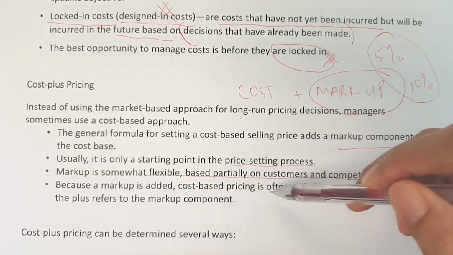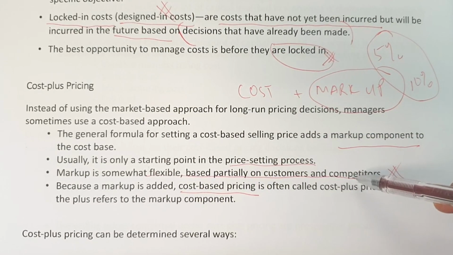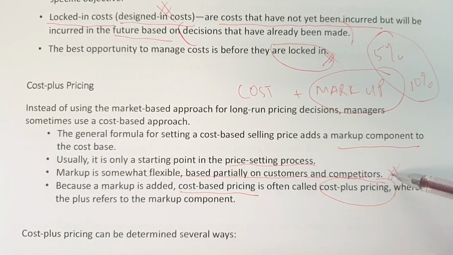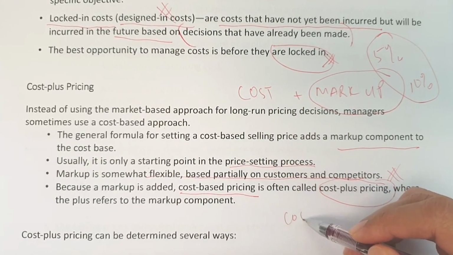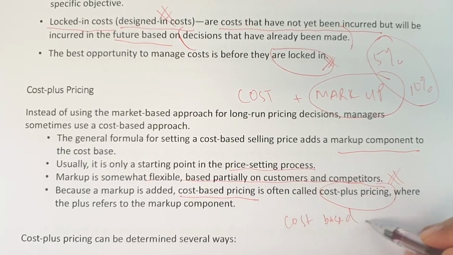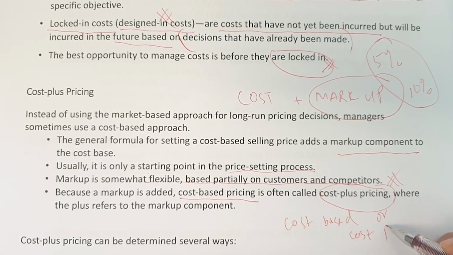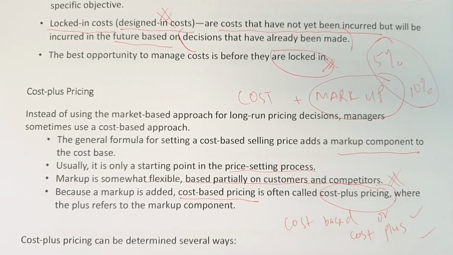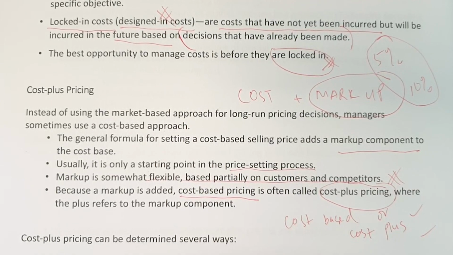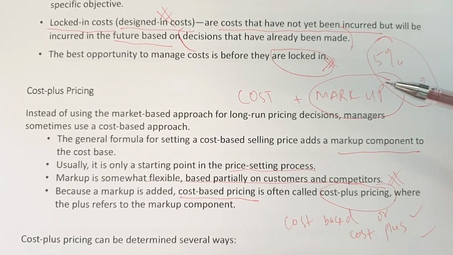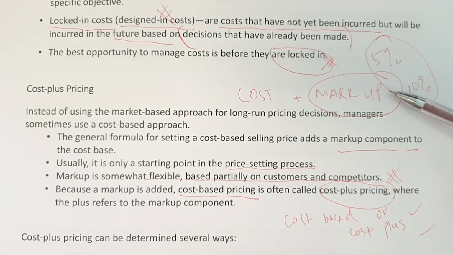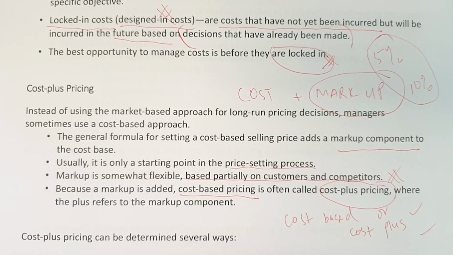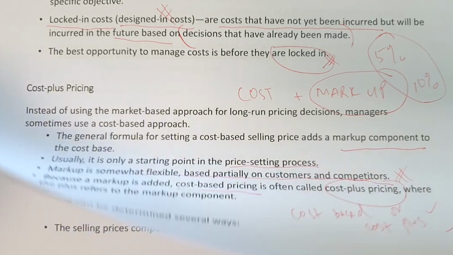Because markup is added, cost-based pricing is often called cost plus pricing. So whether you see it as cost-based or cost plus, both are actually referring to the same thing, because it talks about cost plus the markup that you want to make out of the products. Cost plus pricing can be determined in several ways.